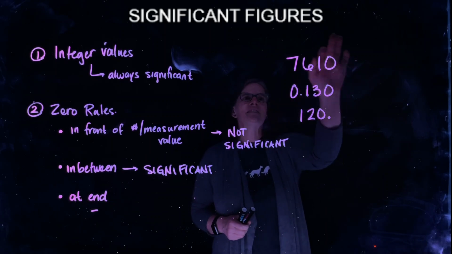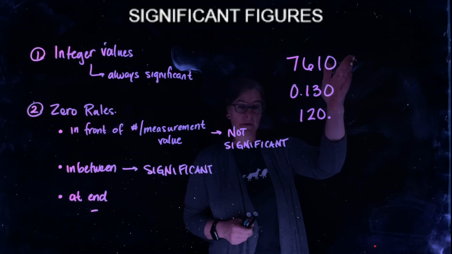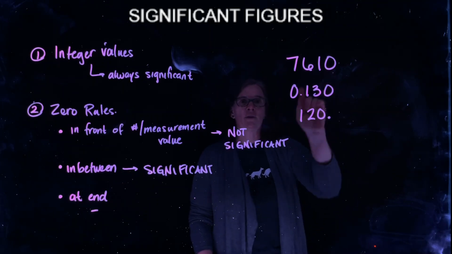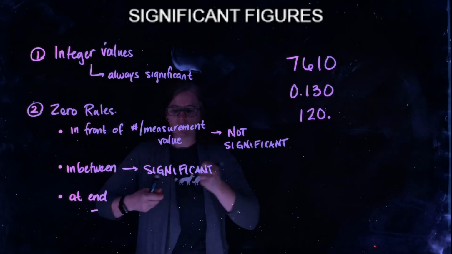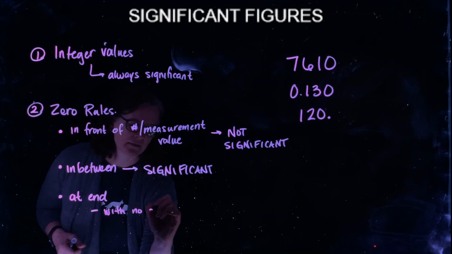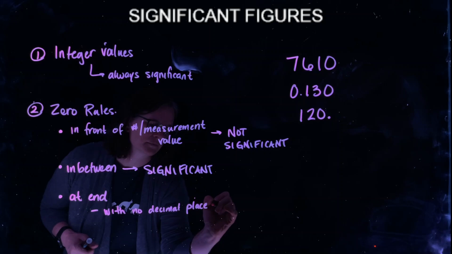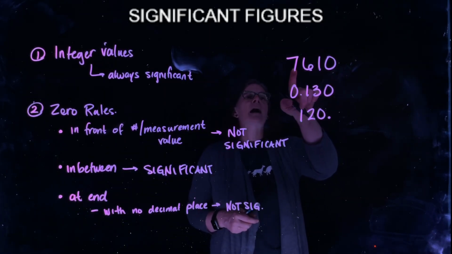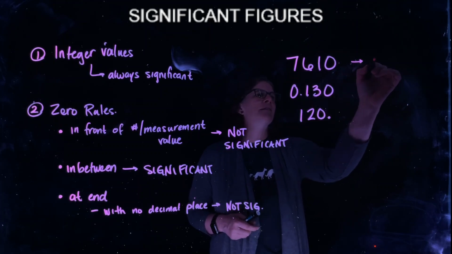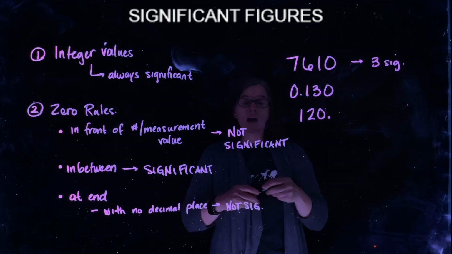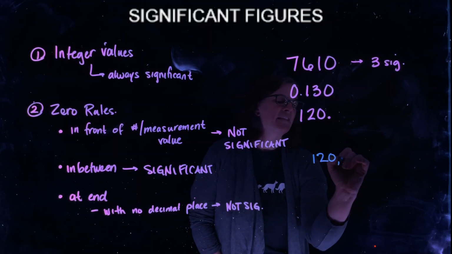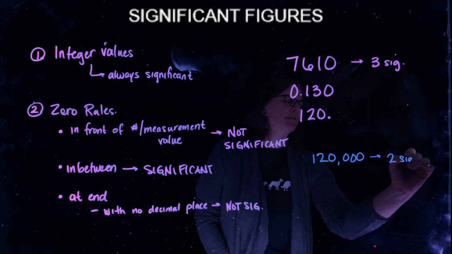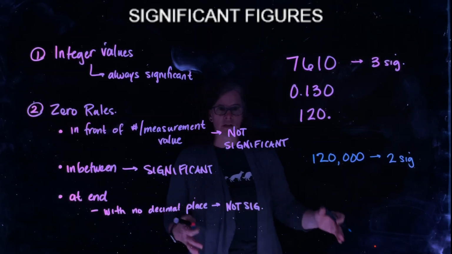When a zero is at the end of a number, and that number does not have any decimal point after it, this zero is not significant. So at the end, with no decimal place, it is not significant. In this example, 7,610, I have 1, 2, 3 significant digits. Another example, let's say I had 120,000 as my number. I have 1, 2 significant digits. The rest of these zeros follow the number and there is no decimal place involved.